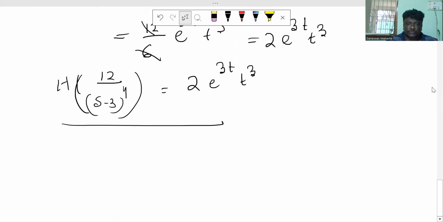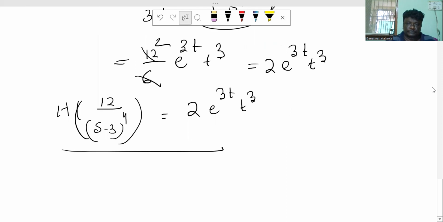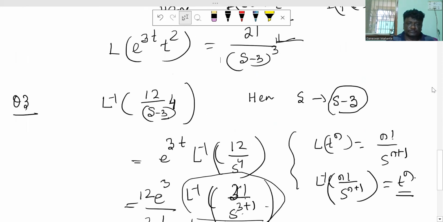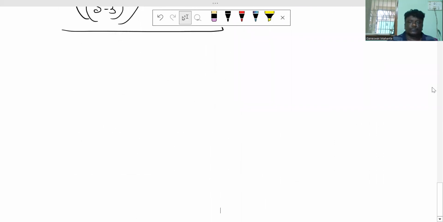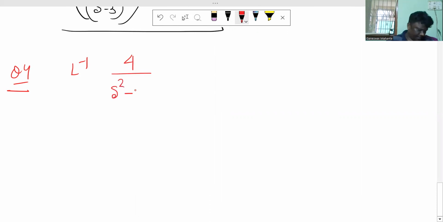Again, another question. This is question number 3. And now we are coming to question number 4. What is question number 4? Another question: find the inverse Laplace. Here too we have to do a calculation. Inverse Laplace of 4 by s square minus 2s minus 3. You can see we have to find its inverse.